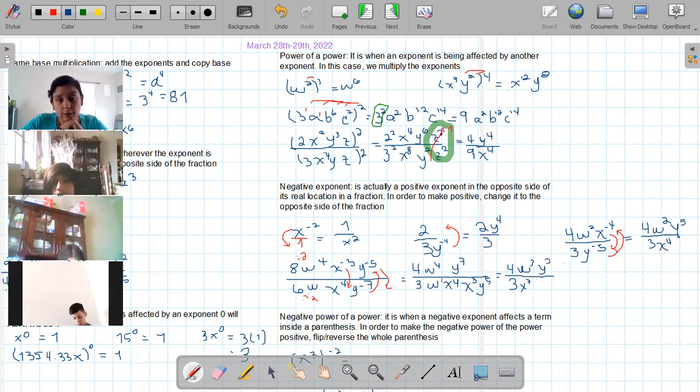Now I have one variable of each, no variable is repeated, and the 4 and the 3 cannot be simplified. So that is the final answer.